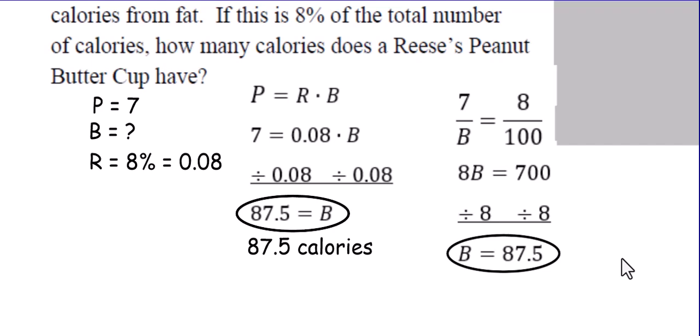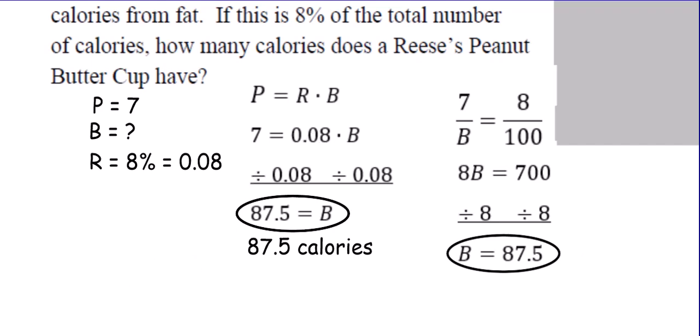Again, if you do this wrong, I forget what the answer is off the top of my head, but you end up getting an answer that does not make sense. It's like an absurdly low number of calories. Which again, that'd be great. I'd love that to be the case, but it's just not, unfortunately.